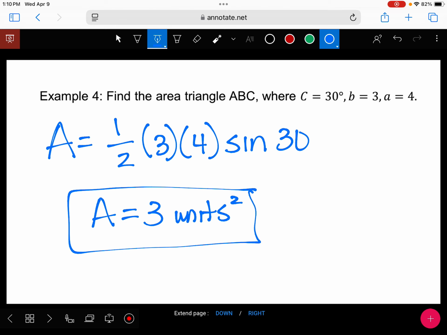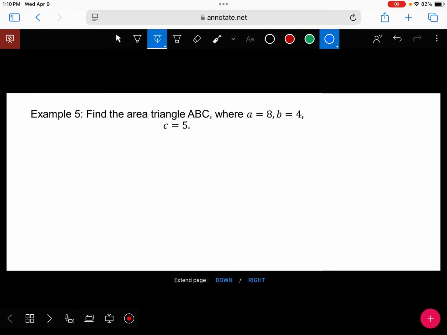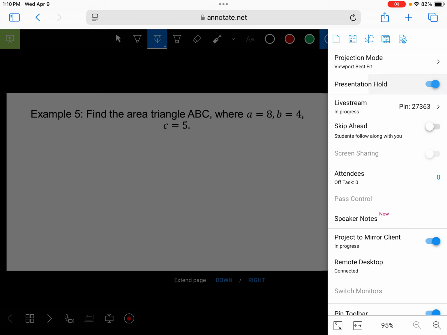All right, what do you think we're going to use for example 5? If I know all 3 sides, what am I using? Heron's. Go ahead and do it. We get a lot of practice with Heron's today.